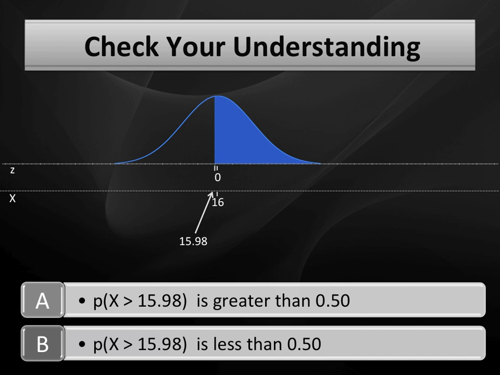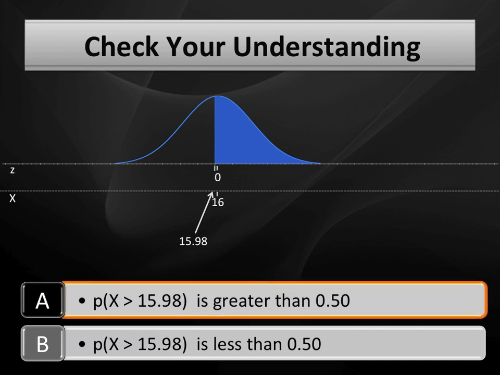Now hopefully you came up with A. That proportion should be greater than 0.5. Because if you think about it, we know there's half of this distribution greater than 16. And I'm asking you for the amount greater than something a little bit below the mean, 15.98. So that proportion has to be greater than 0.5.